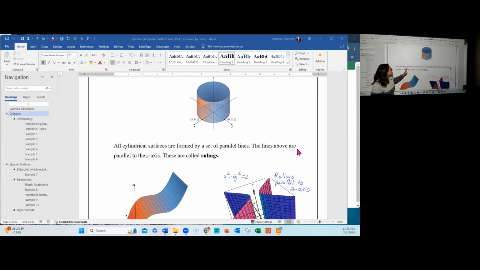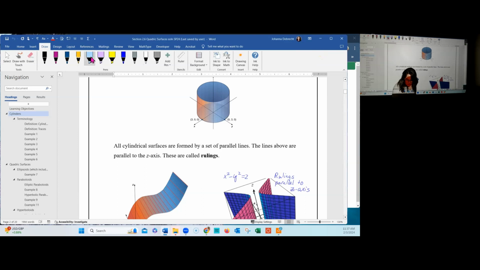Now, the rulings in this picture right here are the ones that are parallel to the z-axis. If you will, visualize a circle in the xy plane, so the floor. So you're looking down, you have this circle, and you grab the circle and you pull it up like a slinky, right? You're creating a 3-dimensional surface, and that will create something like this right circular cylinder. And you're pulling it along lines that are parallel to the z-axis.